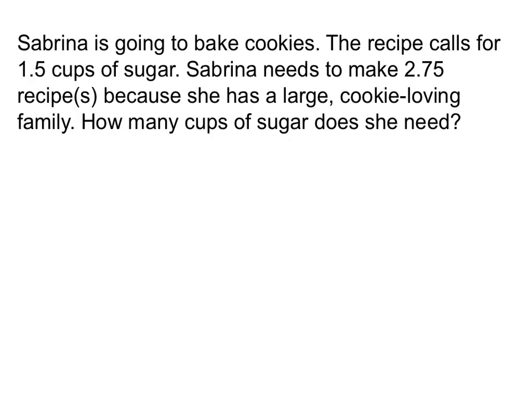So here we have the same question. We know that the first question we had to multiply, so my operation is still going to be multiplication. If we know it's multiplication, then it's easier for us to determine what the answer is. Here it says Sabrina is going to bake cookies. The recipe calls for 1½ cups or 1 5/10 cups of sugar. Sabrina needs to make 2 7/75 recipes because she has a large cookie-loving family. That's hard to say. How many cups of sugar does she need? So again, we're just multiplying. I'm going to multiply 2 7/75 times 1 5/10.